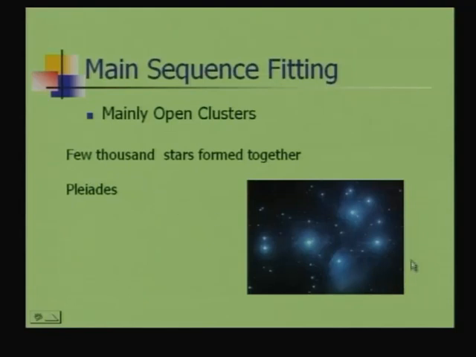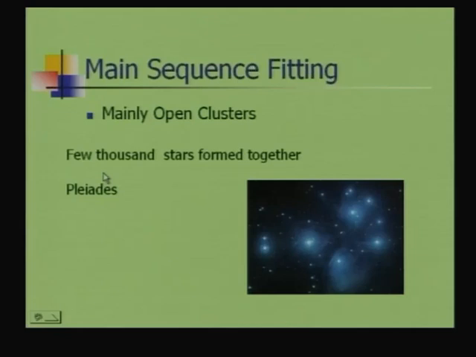All the stars in an open cluster typically form from the fragmentation of the same gas cloud. So when we see stars in an open cluster, you can assume that they were all formed at roughly the same time by the gravitational collapse of the same gas cloud, and they have of the order of a few thousand stars.